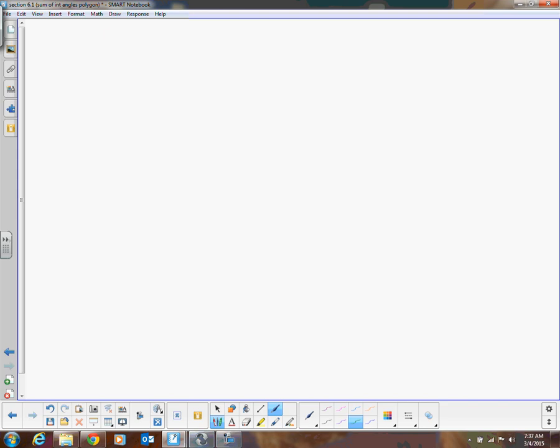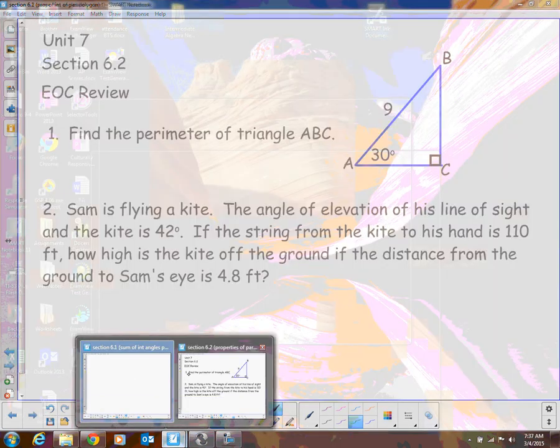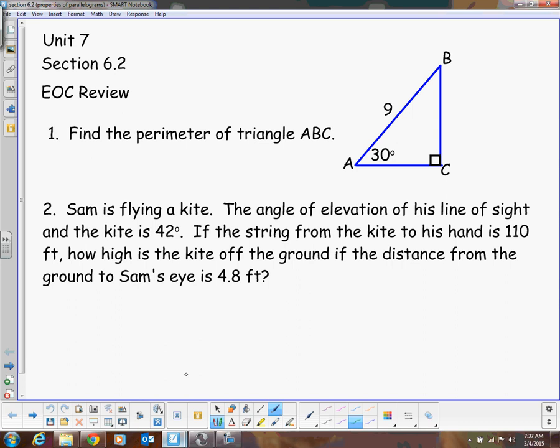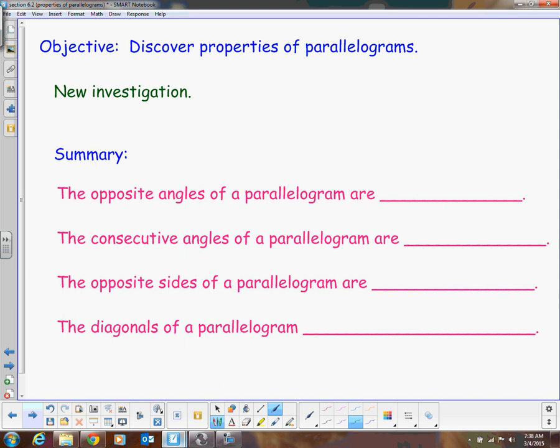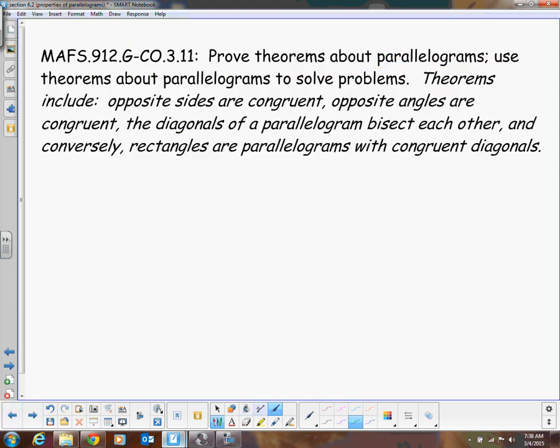So we're going to go to this next one. Now we're going to focus in on a 30-60-90. How do you find perimeter? Sum of all the sides. Okay. So it's all about parallelograms. New investigation.